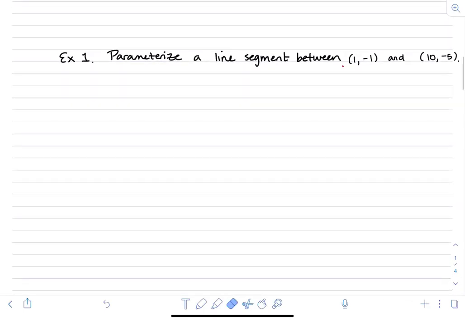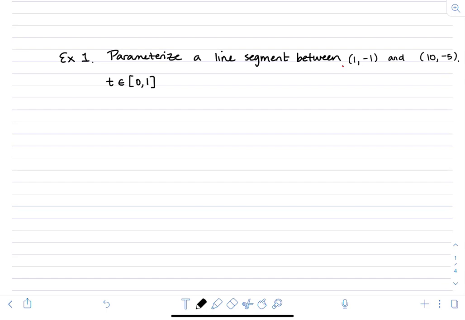Specifically, let's look at the line segment between (1, -1) and (10, -5). So we're going to be starting at (1, -1), stopping at (10, -5). And knowing that this question does not ask us to have a specific time value, our time is our choice. So my favorite is to go between 0 and 1. So we're going to let our parameter range from 0 to 1.